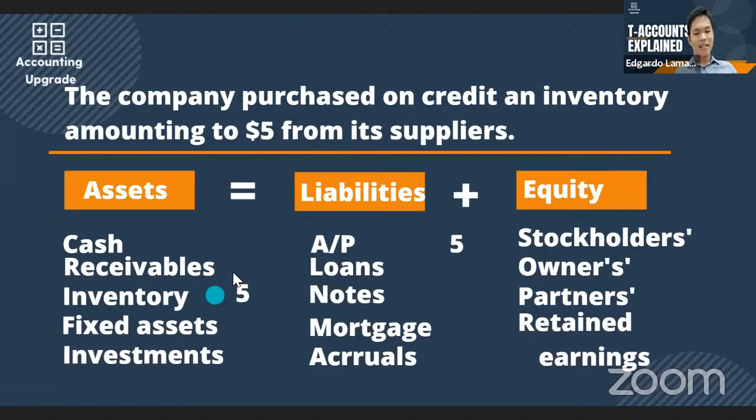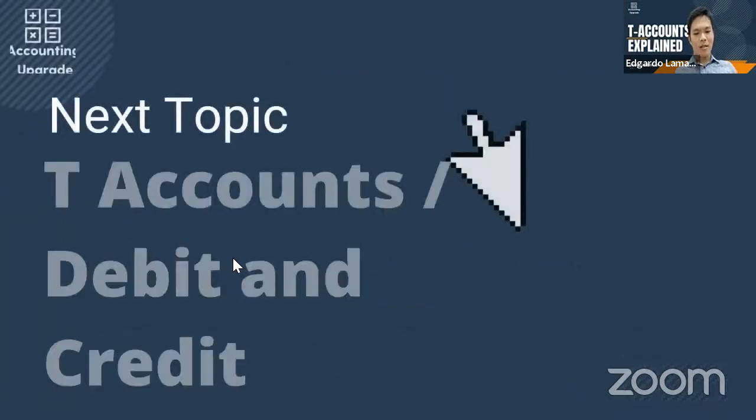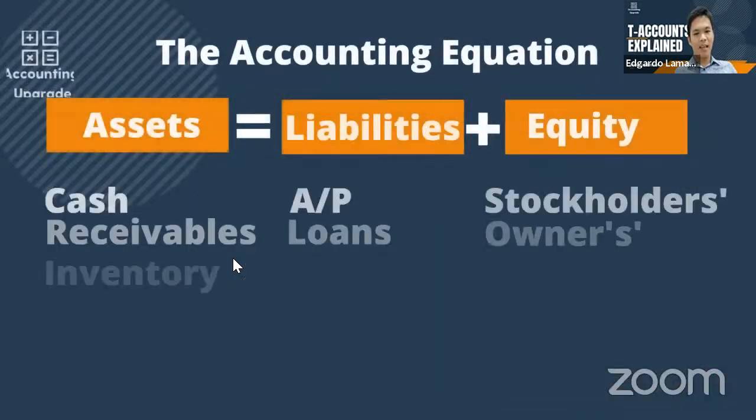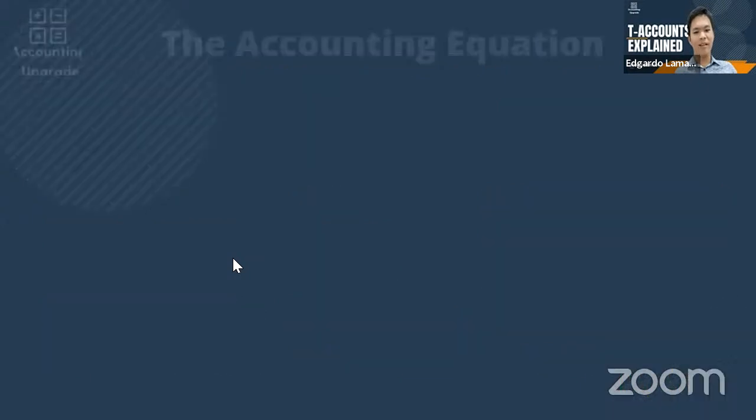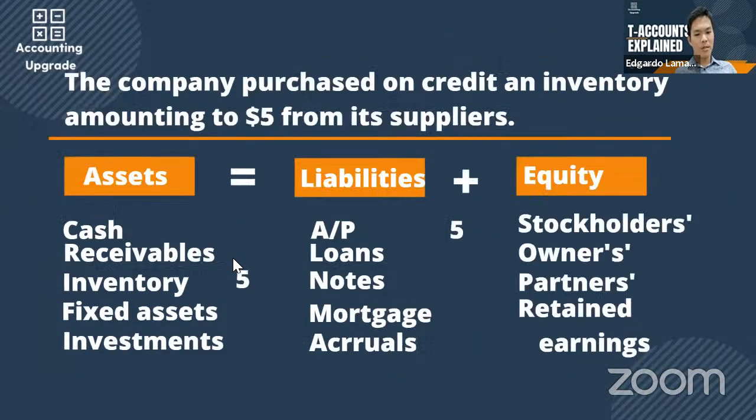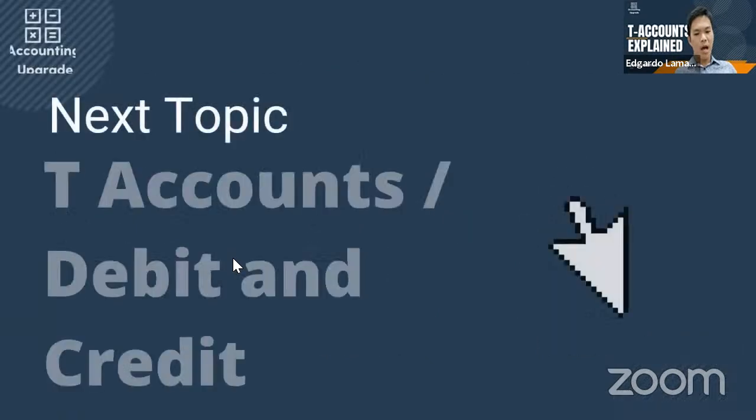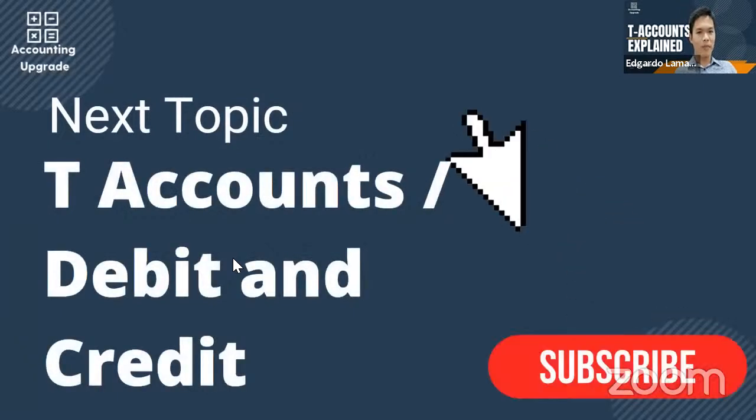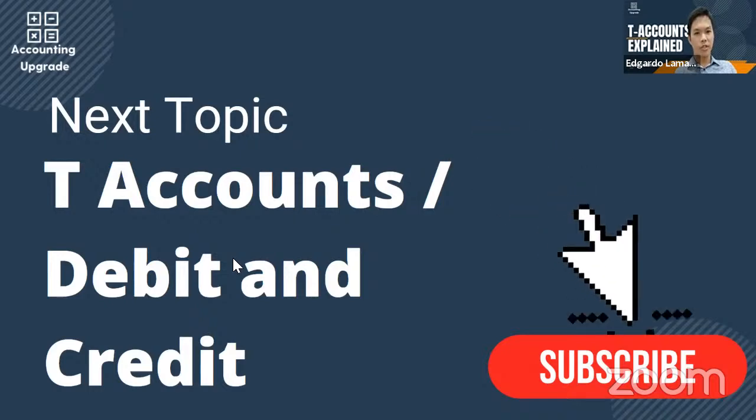As you can see, the accounting equation is very easy and very understandable. The next topic is all about how to understand the accounts and the debit and credit. On the next topic, we will discuss how the journal entries work.